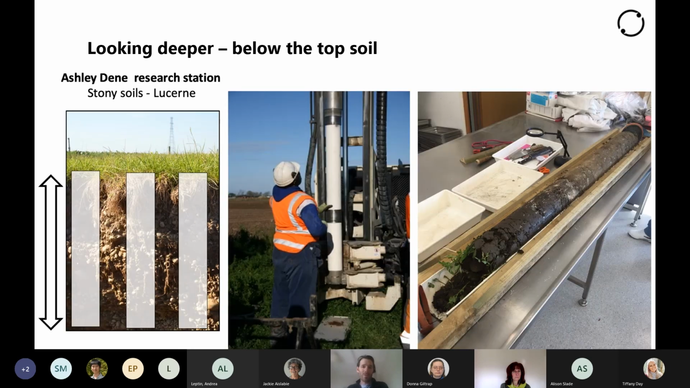To investigate these questions, a collection of 18 deep soil cores, each one 20 centimeters in diameter and up to 1.7 meters deep, were collected in the stony soil from 3 different paddocks at Ashley Dean Farm. In the middle there is a picture of the soil coring process, which involved a hydraulic drilling machine, which apparently would more typically be used to assess subsurface structure for construction projects. And on the right is one of the extracted soil cores in the lab.